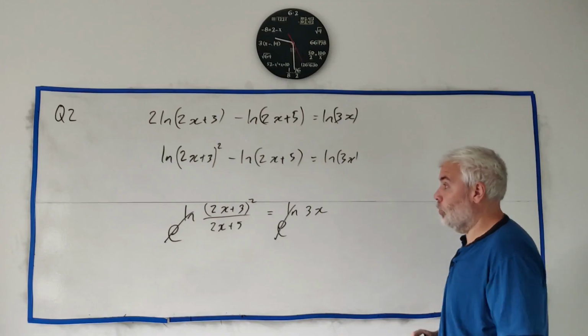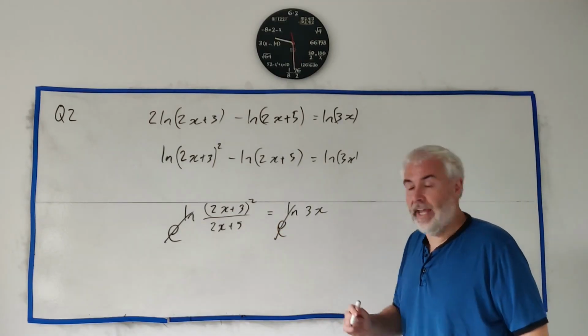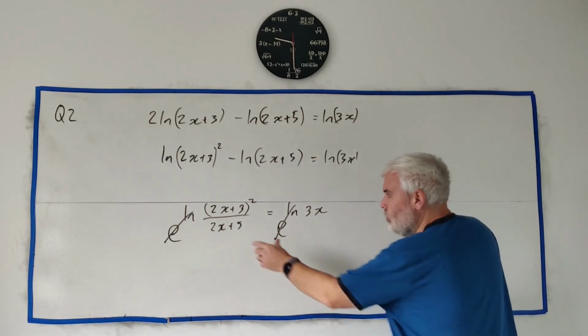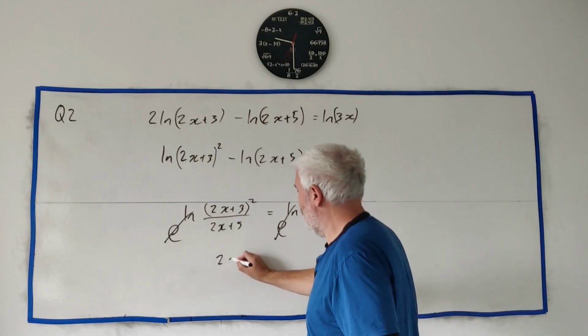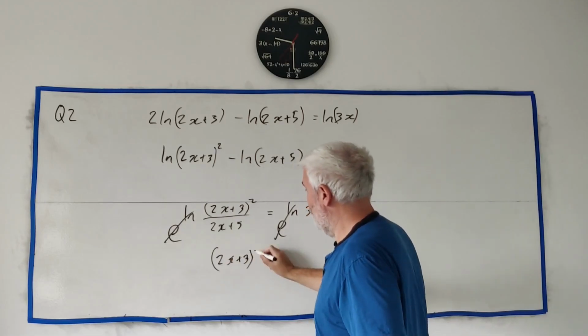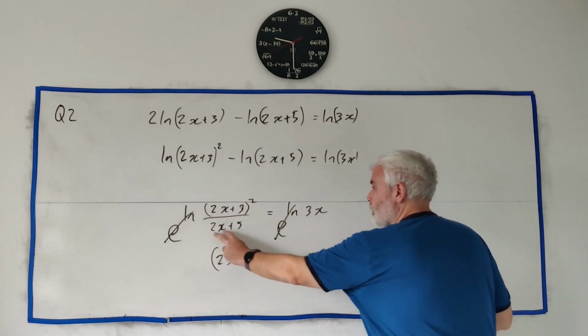These destroy each other. We're just left with a normal algebraic equation in x. So what would you do next? You'd multiply this bottom row, try and get rid of that. So on the left side we'd have 2x plus 3 squared. We could square this out at any point. On the right side we'd have 3x multiplied by this.